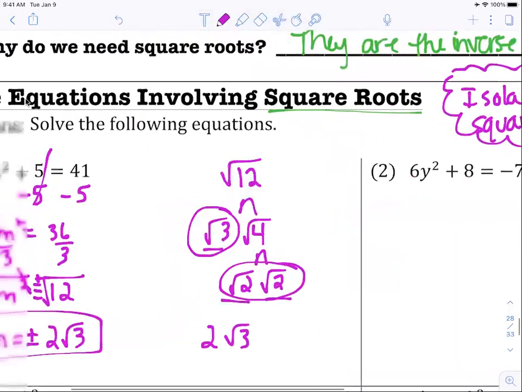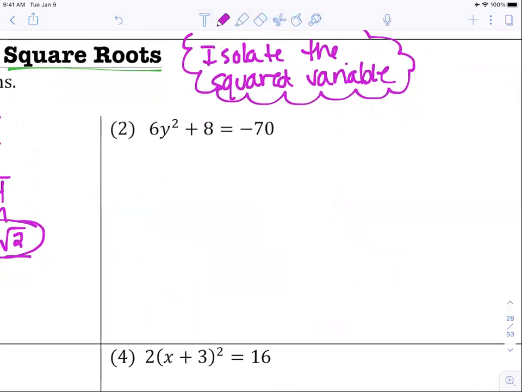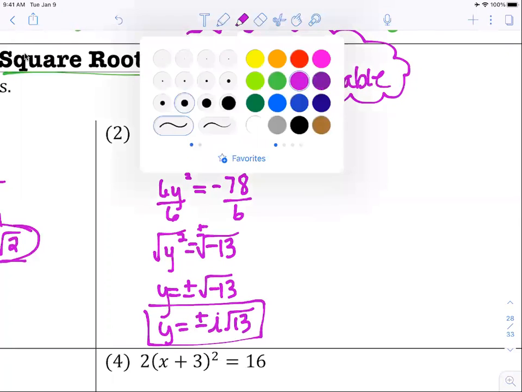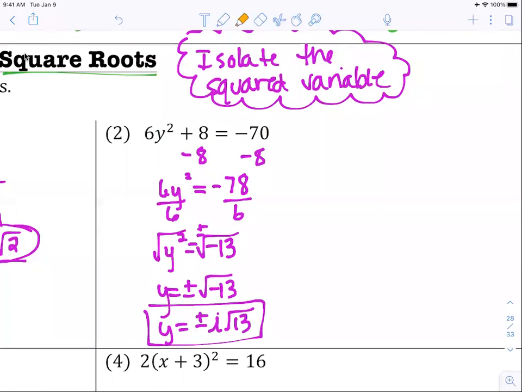So same thing. How about I want you guys to pause your video, and I want you to try example number 2. All right, hopefully you're looking and you got the same answer. This one you do have to be a little bit careful, simply because you solve exactly the same way as we did before. You should have subtracted 8 first, divided everything by 6, and then square rooted both sides.